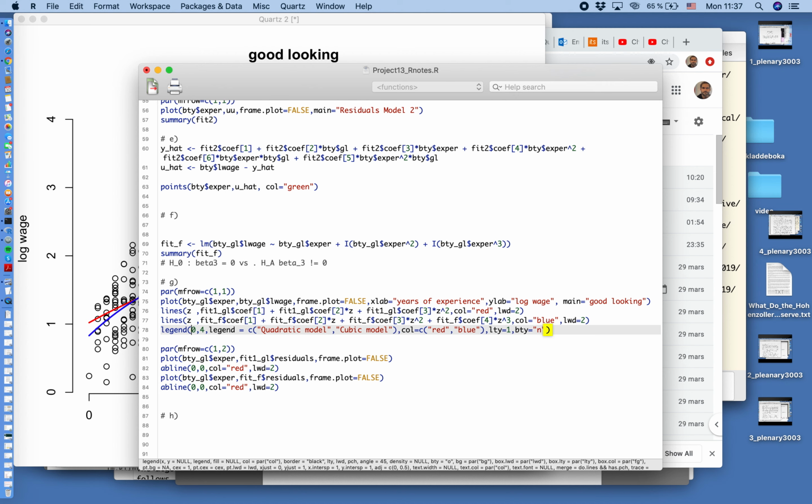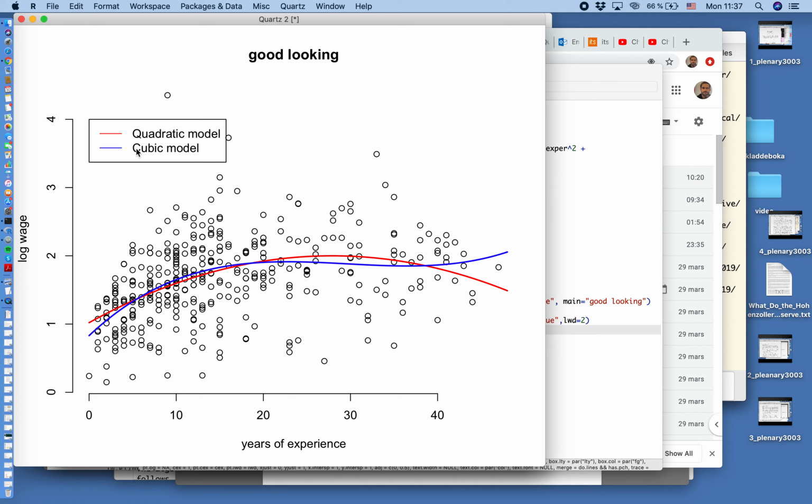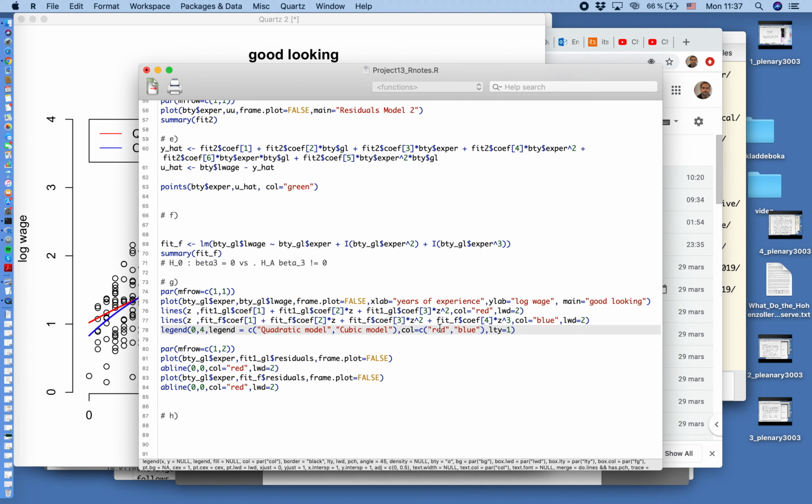So you write legend, and you indicate where on the x-axis you want your legend, where on the y-axis, then what it is supposed to say, and the color of the lines. Here we say there are to be lines, and bty equals n means remove the box. So I'll show you. First, let's run this. You get the two lines, and the colors we specified are red and blue. The ordering here is important: the quadratic model corresponds to red, cubic to blue.